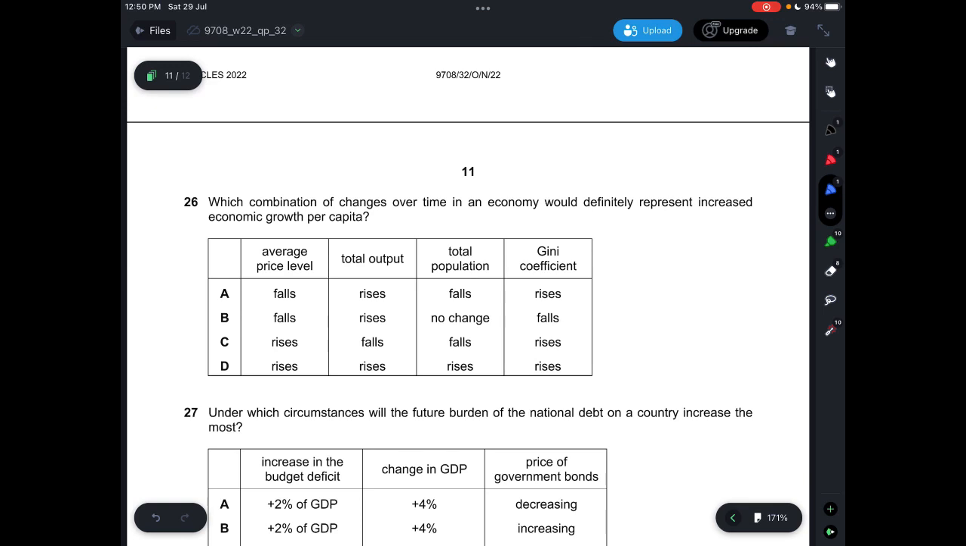26. Which combination of changes over time in the economy would definitely represent increased economic growth per capita? Okay, the combination of changes over time in the economy would definitely represent increased economic growth. Average price level will have to decrease. So C and D is wrong. Total output will have to rise. Total population should, in this case, fall.